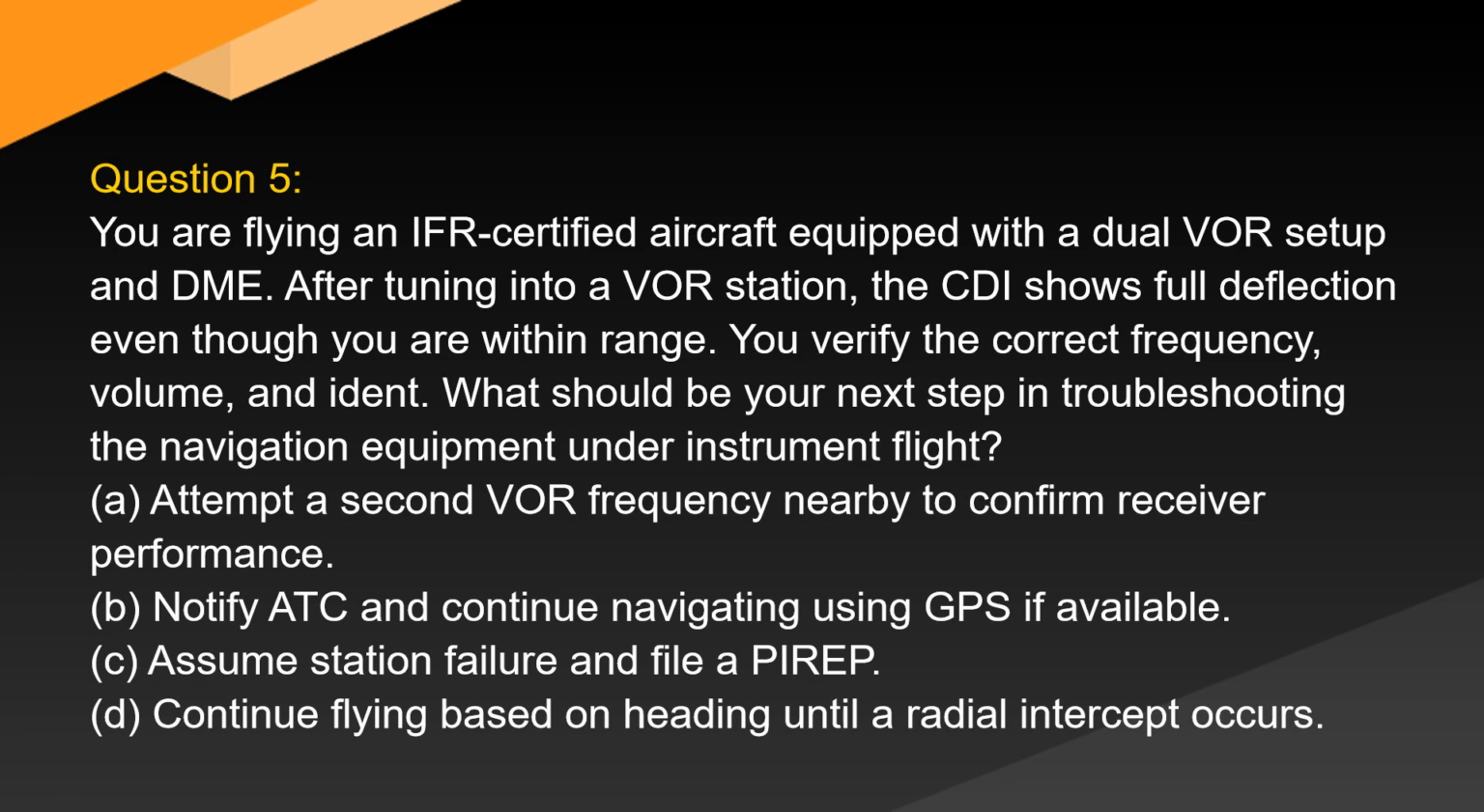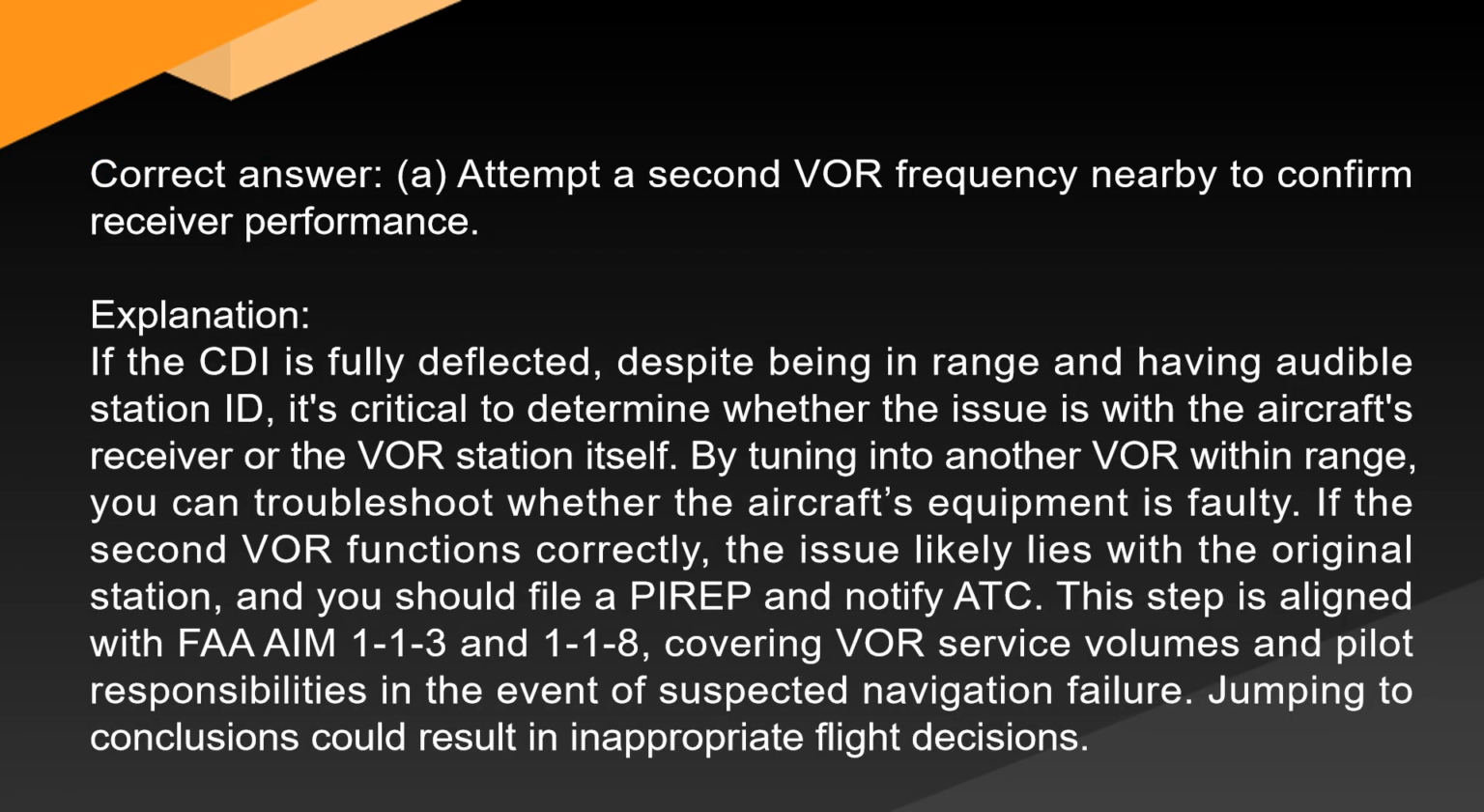A. Attempt a second VOR frequency nearby to confirm receiver performance. B. Notify ATC and continue navigating using GPS if available. C. Assume station failure and file a PIREP. D. Continue flying based on heading until a radial intercept occurs. Correct answer: A. Attempt a second VOR frequency nearby to confirm receiver performance.